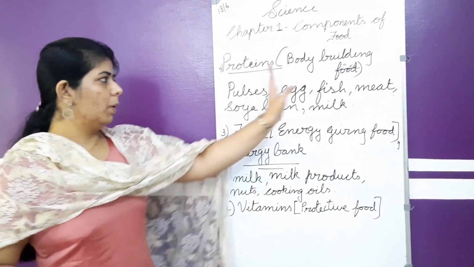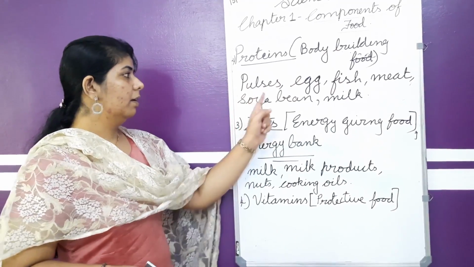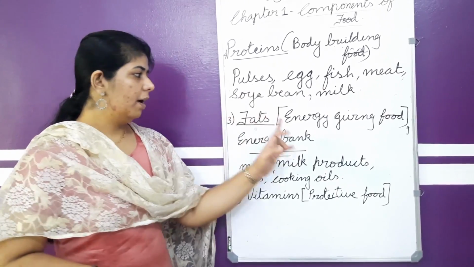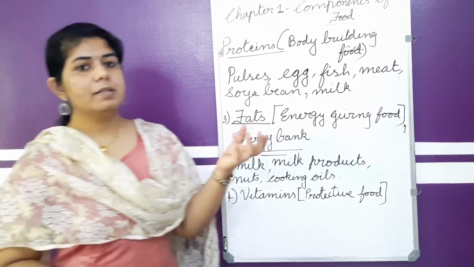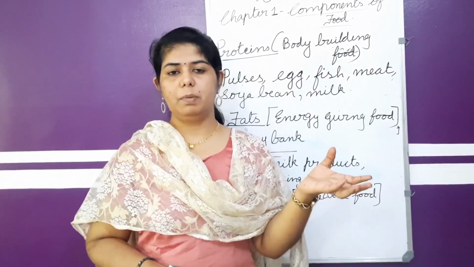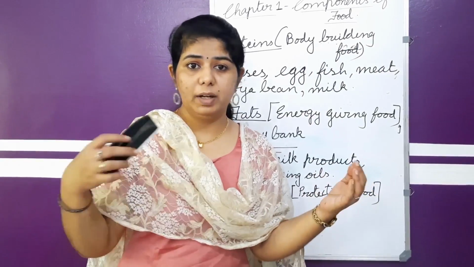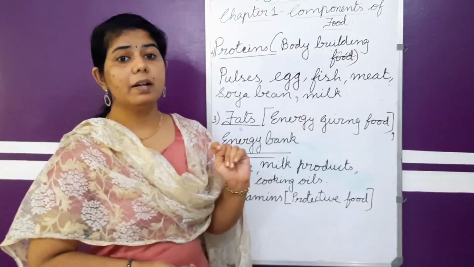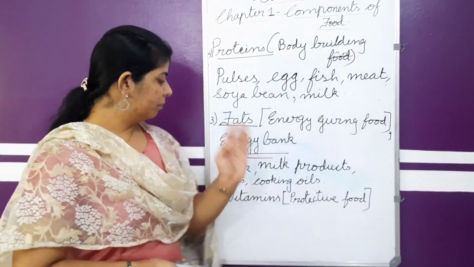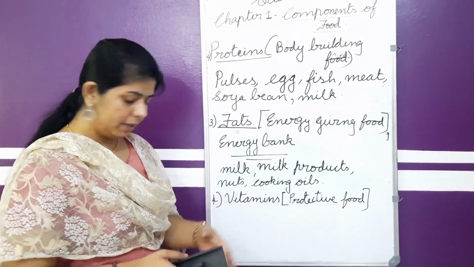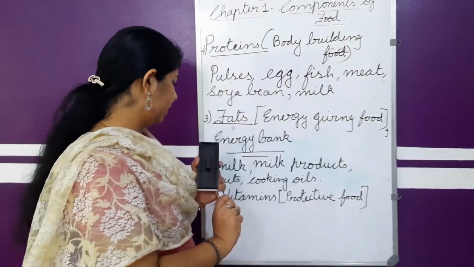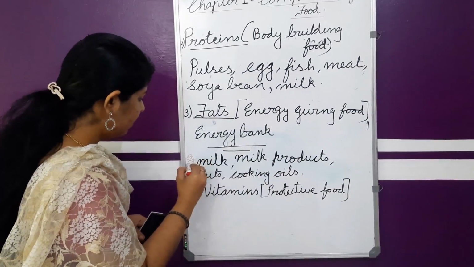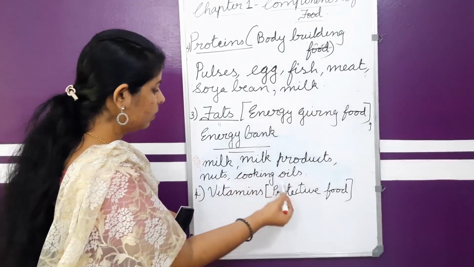So proteins are bodybuilding food. The foods containing proteins are given here. Again, fats are energy giving food, and only a small amount is needed. Excess fat is stored in our body for reuse, so it is also known as the energy bank in our body. What are the examples for it? Examples are milk products, nuts, cooking oil.